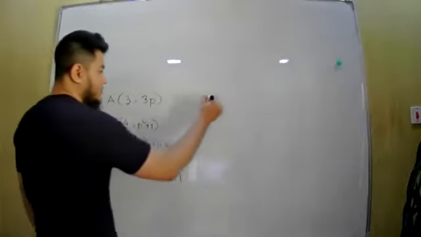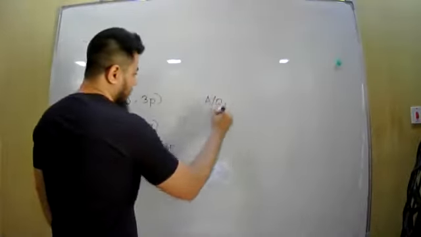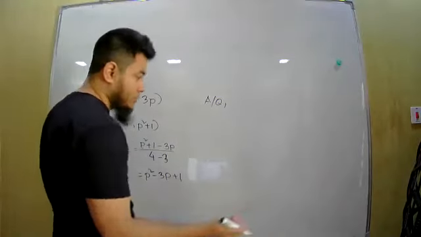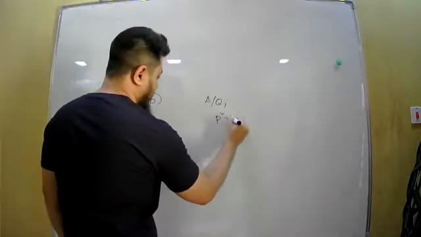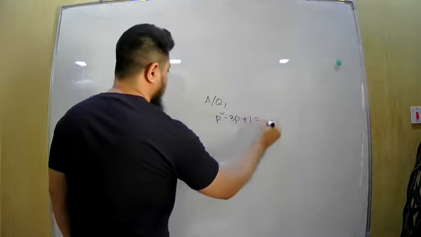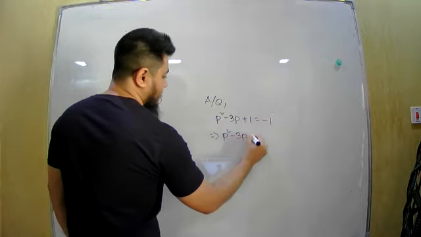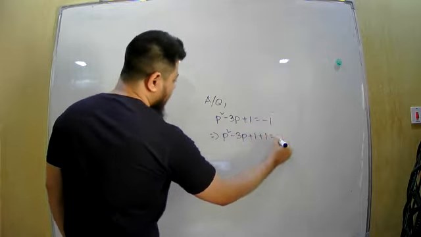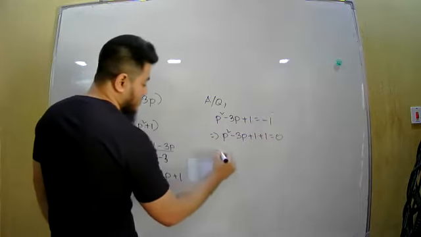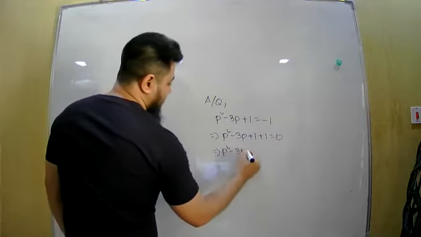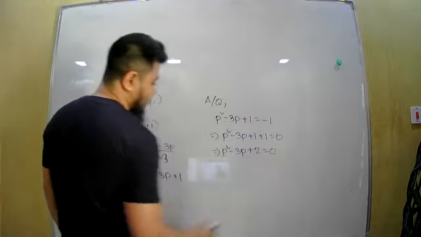Now according to the question, what can we write? According to the question, the slope should be equal to -1. So p square minus 3p plus 1 should be equal to -1. Moving -1 to the other side, it becomes +1. So p square minus 3p plus 2 is equal to 0.